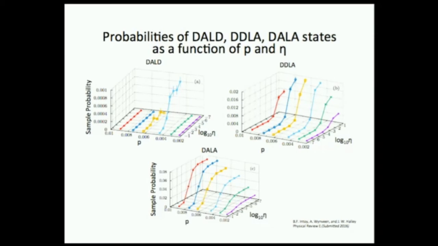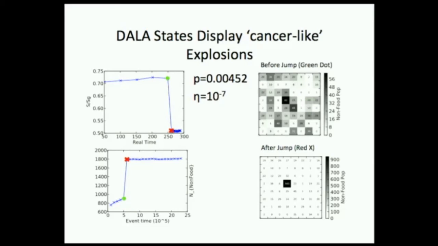We're starting from P equal to 0 and increasing P, and we see that the probability of forming a lifelike state goes up and comes back down. However, that's not the case when we look at these diffusively and locally alive states, where the probability of forming lifelike states seems to taper off, but there still seem to be lifelike states even at a high P value. Looking at these states, we see that they display these cancer-like explosions.